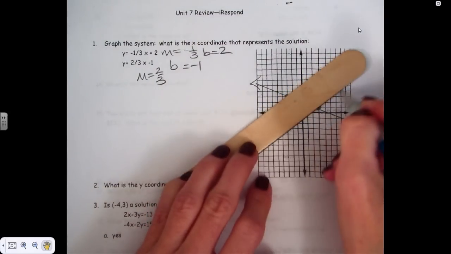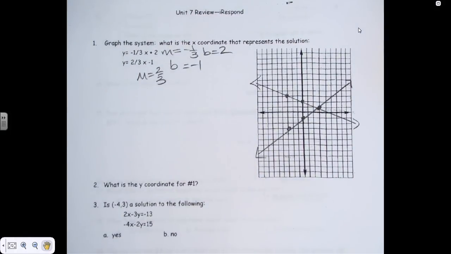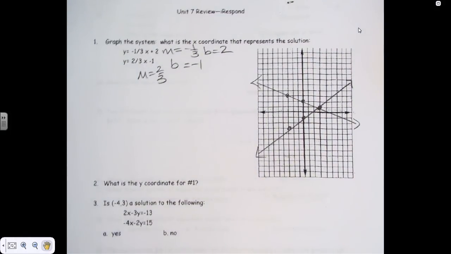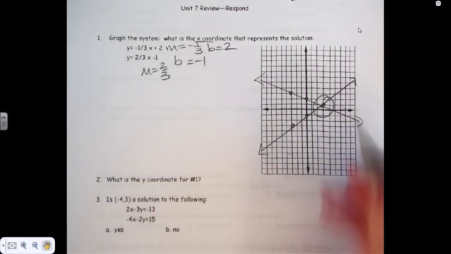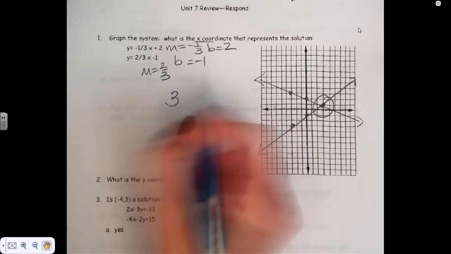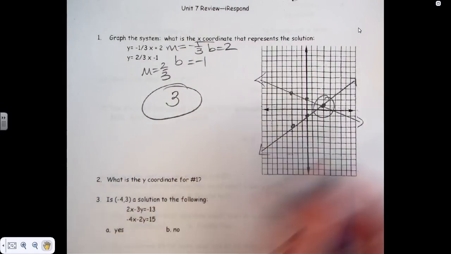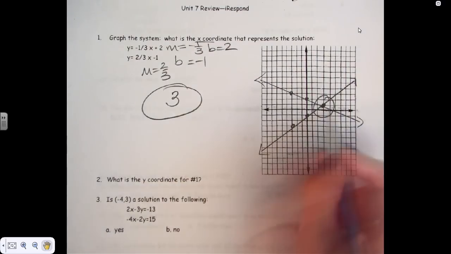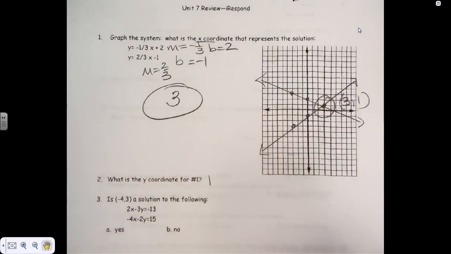So the solution to a system of equations is where the two lines intersect. And here they intersect at one point, and this is the point. Now question number 1 says, what is the x-coordinate? So my x-coordinate is 3. Question number 2 says, what is the y-coordinate? Well, it is 1, because this point is 3, 1.